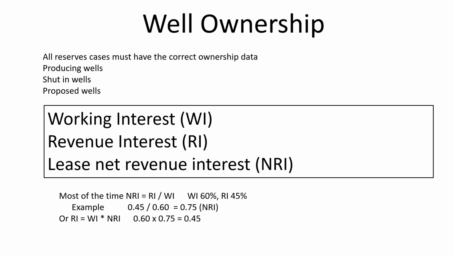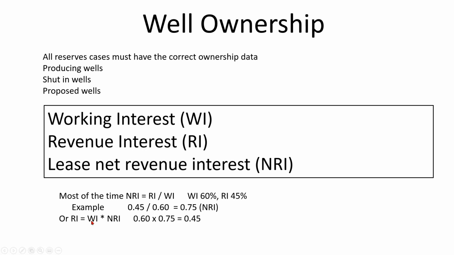All right, so most of the time, your net revenue interest is just equal to the revenue interest divided by the working interest. So here's an example. You've got 60% working interest and your revenue interest is 45. So you just divide those two here in the example, and now your net revenue for this lease is 0.75 or 75%.